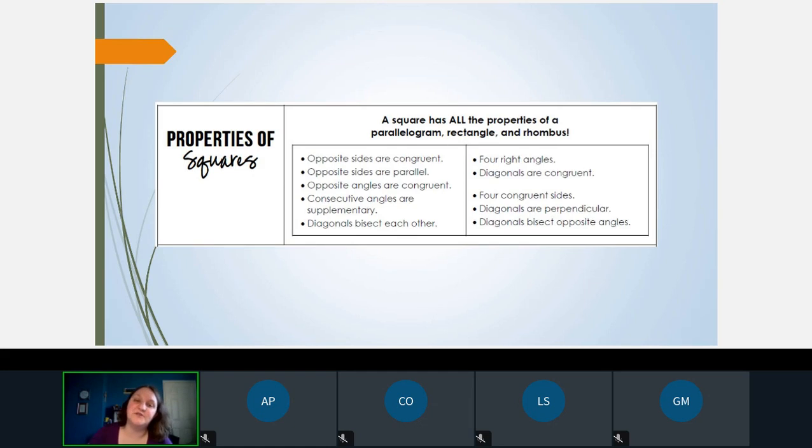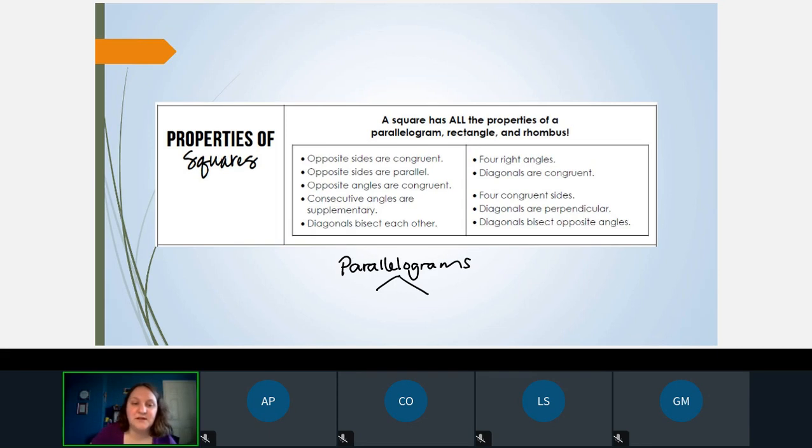I like to think of these quadrilaterals as kind of like a family tree. Not 100% like a family tree, but you could think of it that way. We have our parallelograms. Those are our grandparents. They have all these properties, right? Their opposite sides are congruent, their opposite sides are parallel, their opposite angles are congruent, their diagonals bisect each other, and so forth.